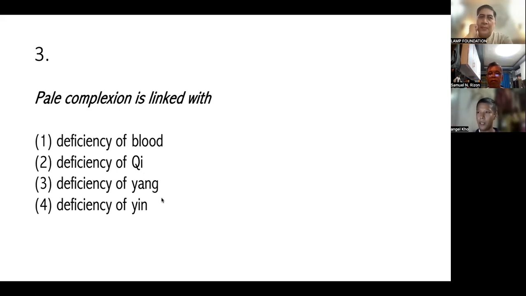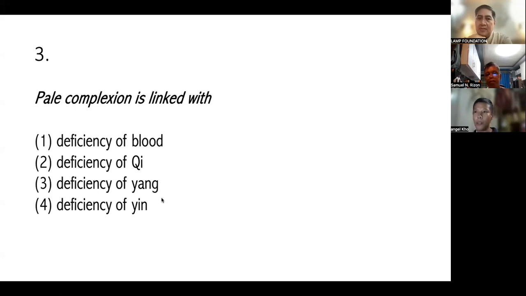The malar flush, Doc. It is linked to excess heat and/or excess yang and yin deficiency. What is the difference when it comes to color of the face? Excess heat, Doc, the color of the face is red.